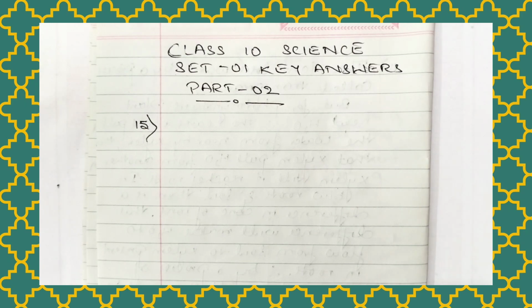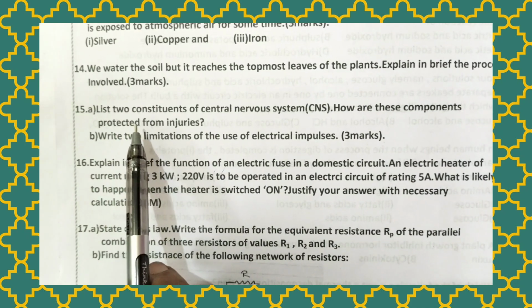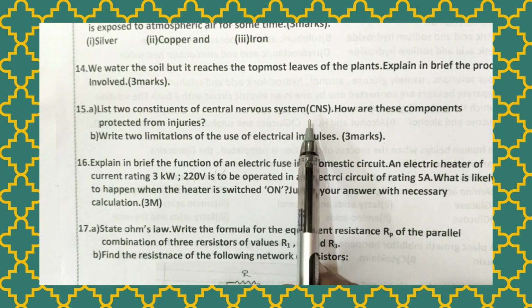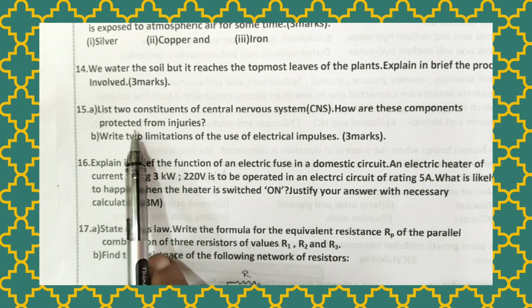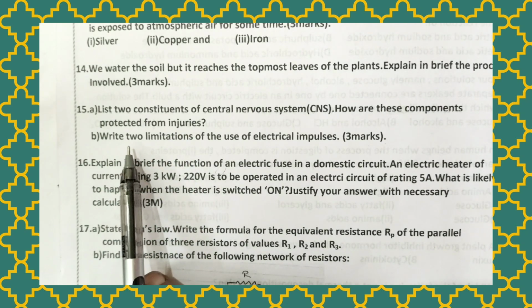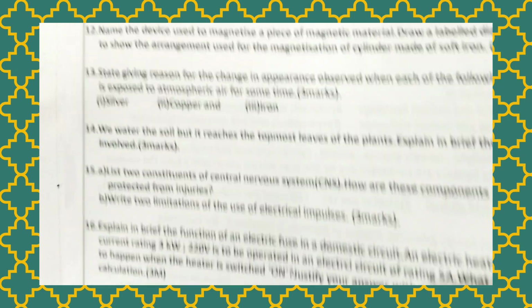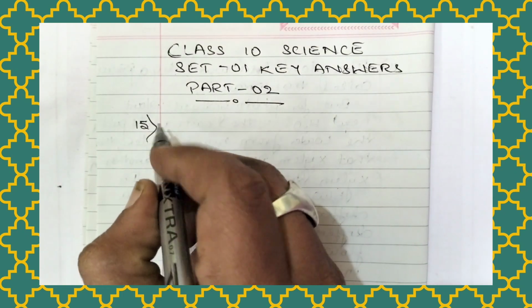The first question, that is 15th question, is: list two constituents of central nervous system. How are these components protected from injuries? Then the second one: write two limitations of the use of electrical impulses. So let us answer this question.